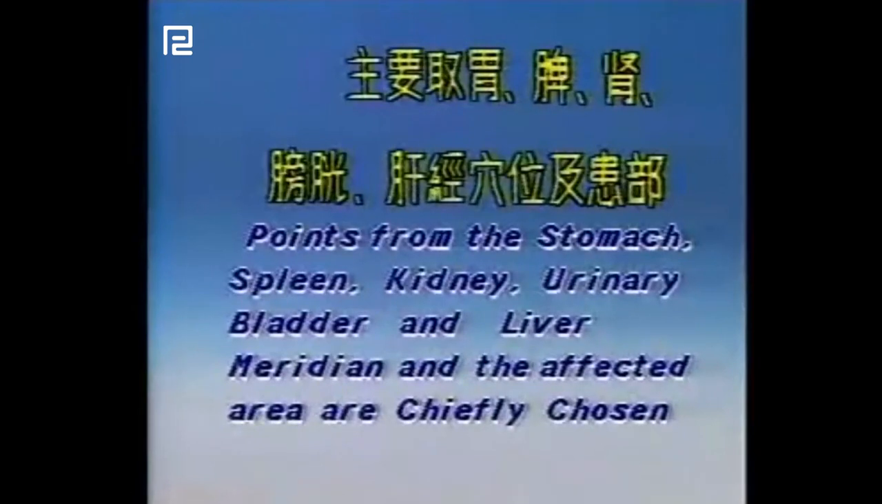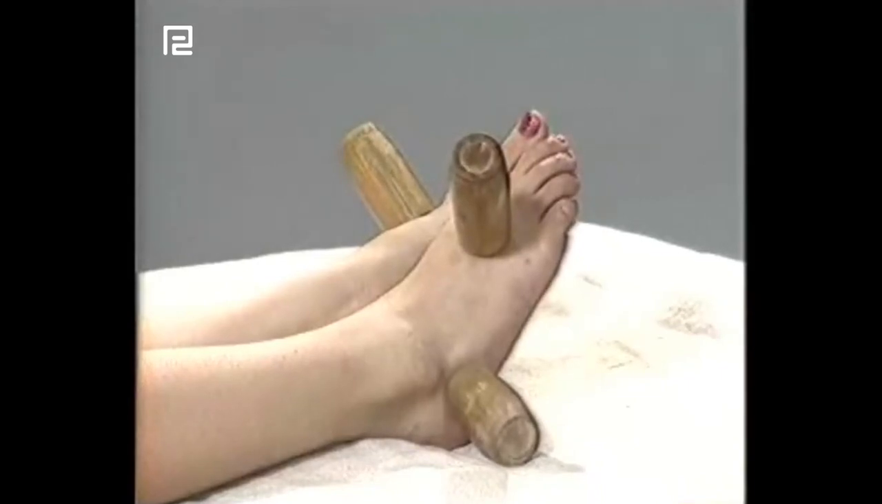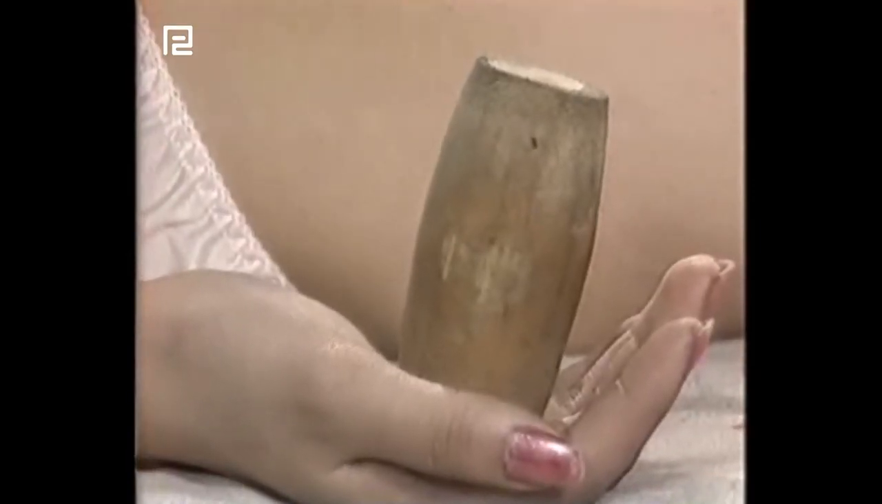Points from the stomach, spleen, kidney, urinary bladder, and liver meridians and the affected area are chiefly chosen. This therapy is good for treating all types of rheumatoid arthritis. It has the same effects as when acupuncture, cupping, and medicinal steaming methods are used together.